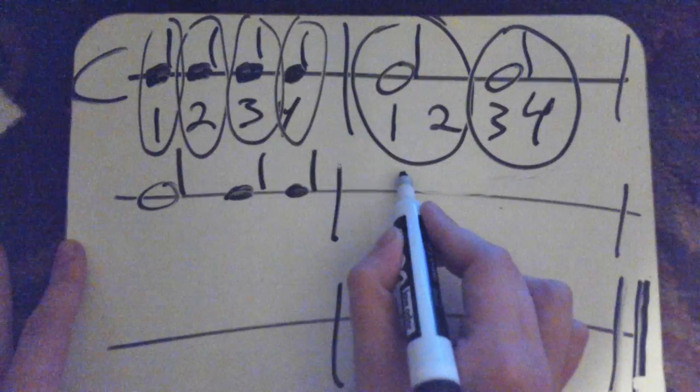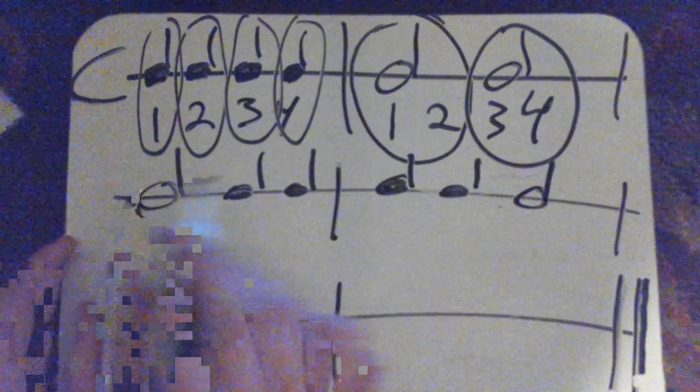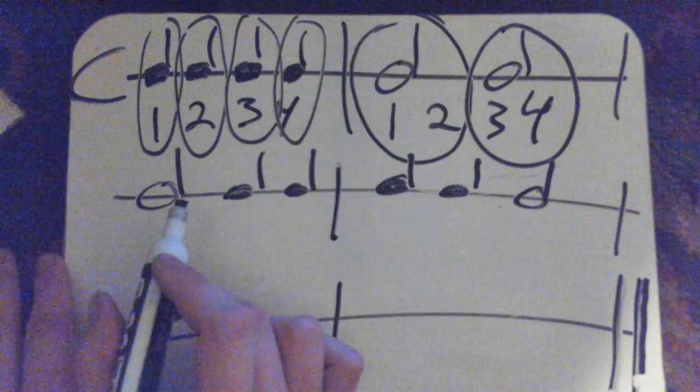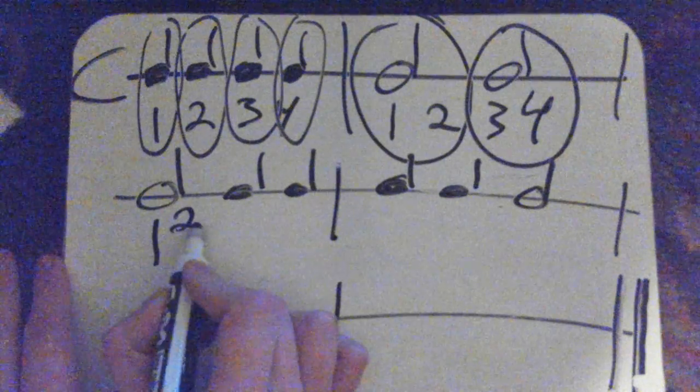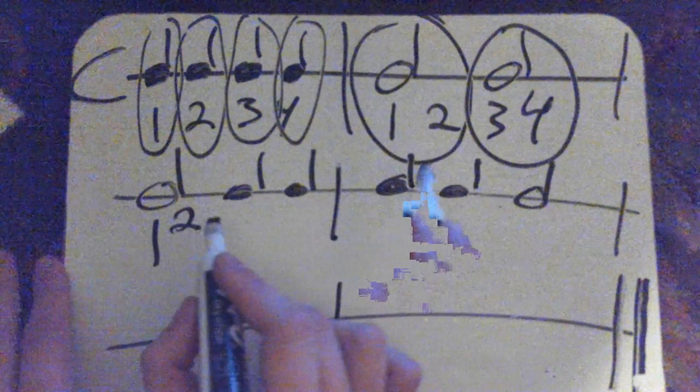Let's do it both ways, just like this. So this one's going to steal 2 beats. It's going to steal the first 2 beats it can, the first 2 that come along. So it's going to steal 1 and 2. I'm going to start grouping them together like this instead of circling them.